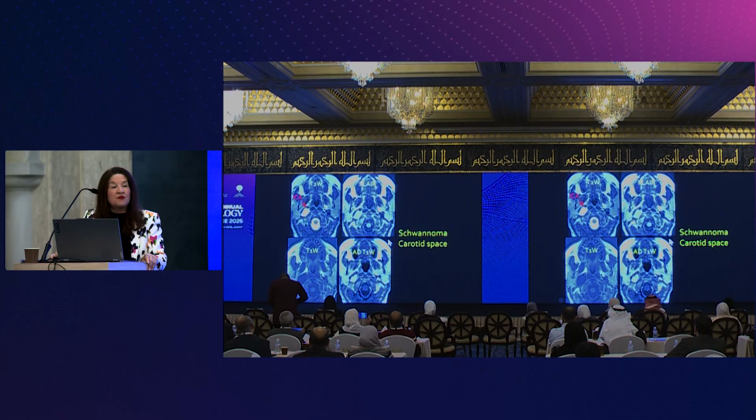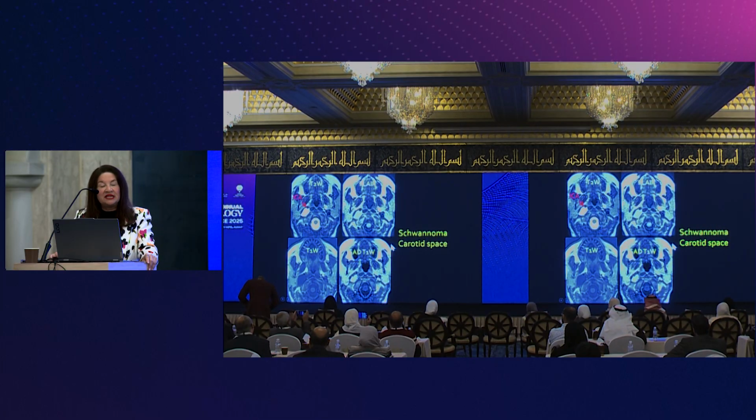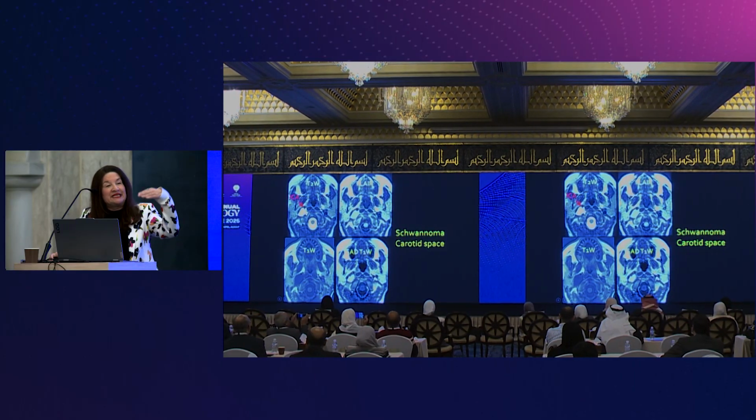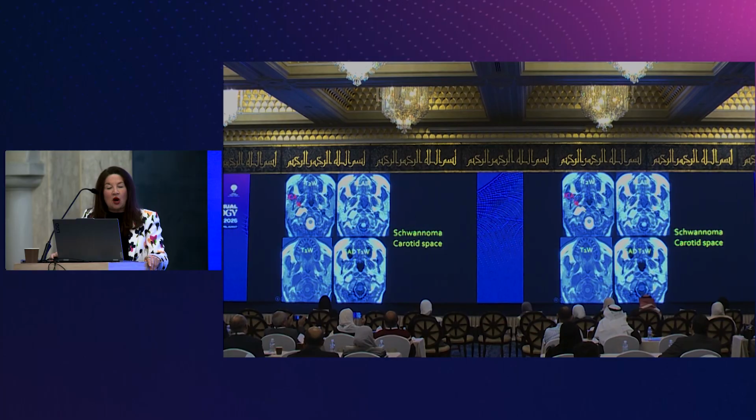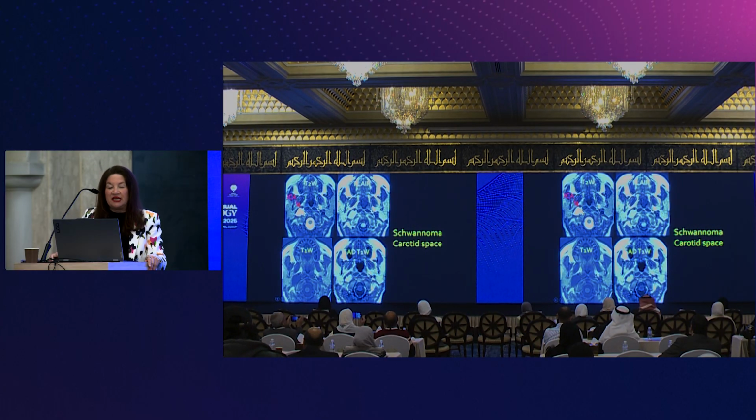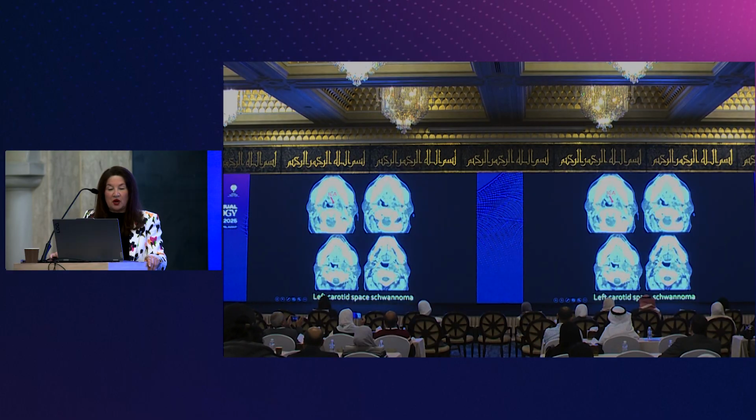Moving on to masses, so remember, schwannomas and paragangliomas. These masses arise from structures, nerves sitting behind the internal carotid artery. So you can see this is the carotid artery on the left. This internal carotid artery is displaced anteriorly because this schwannoma, T2 hyperintense and solidly enhancing, is arising from a nerve in the carotid space behind the vasculature. So this is a typical schwannoma.